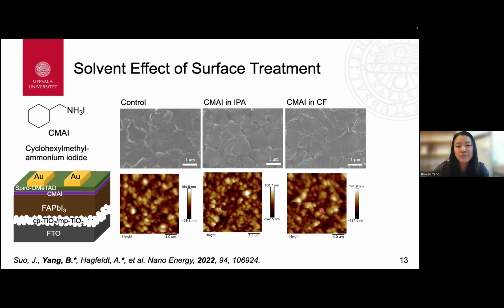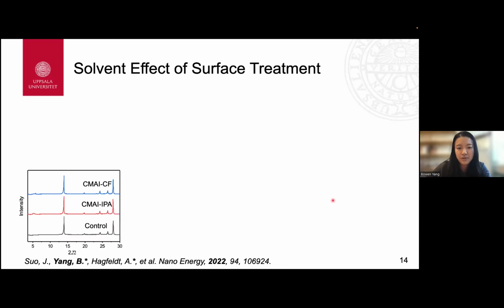So that means if you use different solvents to carry the same material for post-treatment, then probably you can come up with a different surface morphology. And then further investigations were conducted to understand the underlying reasons. In particular, XRD measurements of the FAPI film post-treated with CMAI in different solvents show that both the IPA and chloroform-treated films exhibit new diffraction signals at low angles. But if you look closer into it, they seem not at the same position.